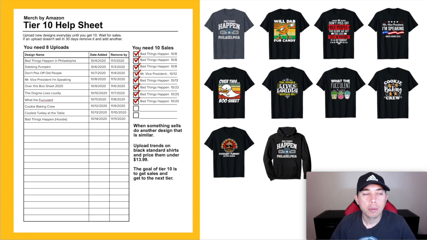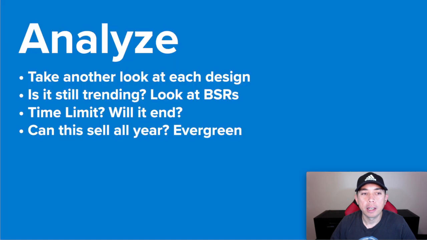So the first thing I'm going to talk about is analyze. So analyze, you want to look at the designs, take another look at each of the designs that you have. Are they still trending? Look at the BSRs on Amazon. Are the BSRs going up or are they going to go down? I'm going to show you exactly how I'm going to analyze one of the shirts out of the 10 here, and you just repeat this for the other 9. So let me go to Amazon right now and I'll show you what I mean.